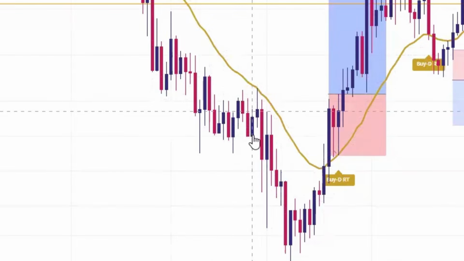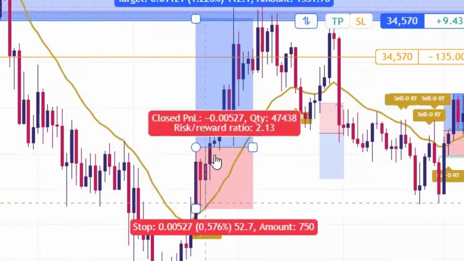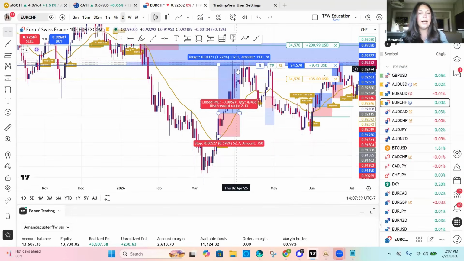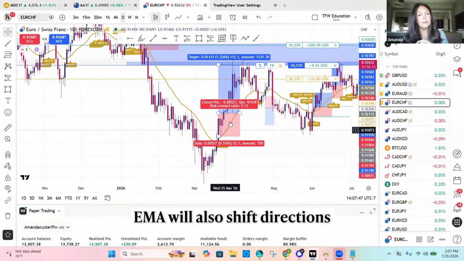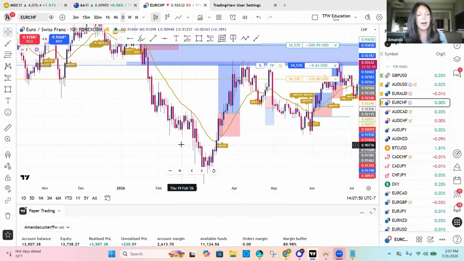So if our candles are below the EMA, we know we're trending down, okay? If our candles are above our EMA, we know we're trending up. It's dynamic. It shifts with the market. So as the market is shifting directions, the EMA will also shift directions, okay? So this is how we find whether we're taking buy or sell opportunities.